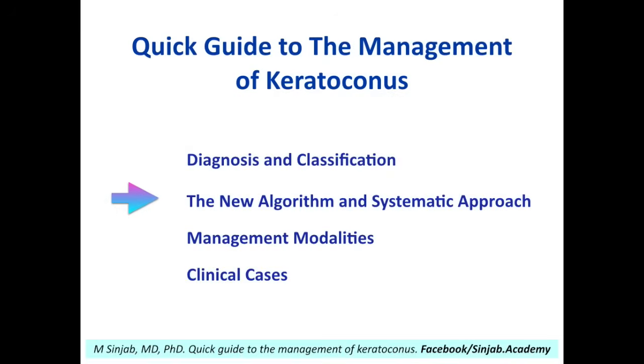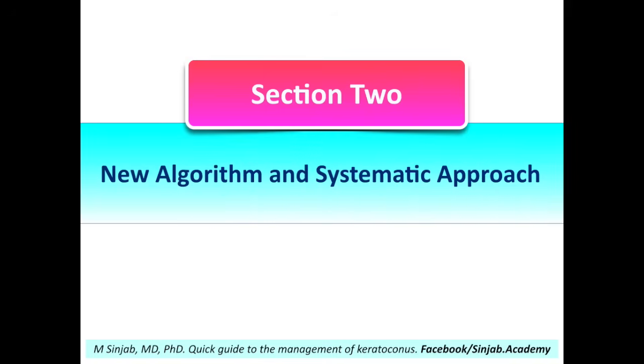This is part 6. In this part, I am going to present general guidelines in the management of keratoconus. Although they are general guidelines, they should be considered as the basis by which the management plan can be understood. In this part, I will talk about treatment options and the parameters that affect decision making. Good luck. In this part, I'm going to talk about the new algorithm and systematic approach.